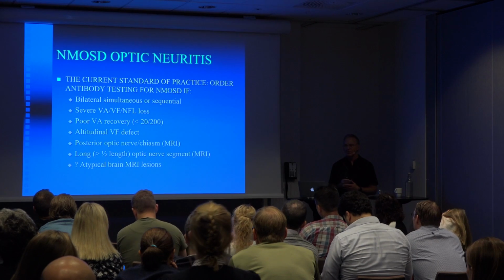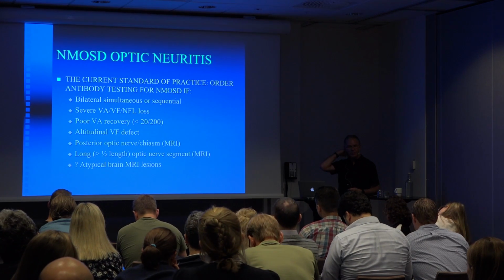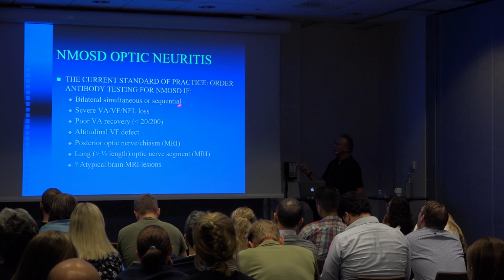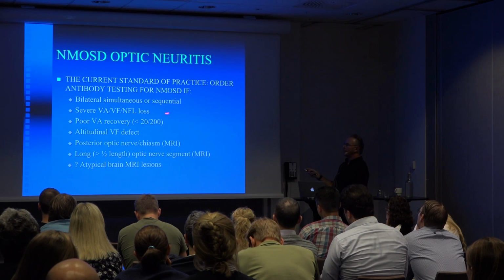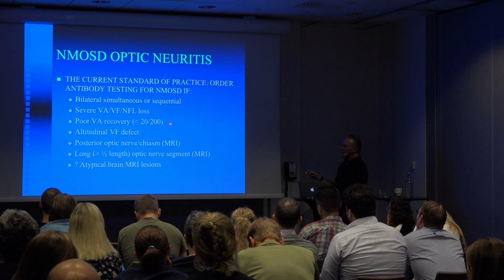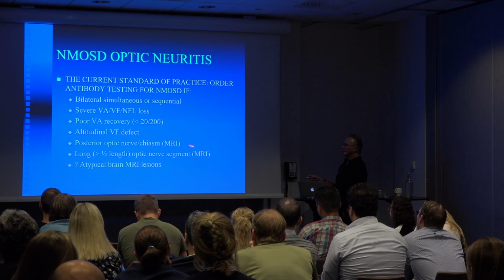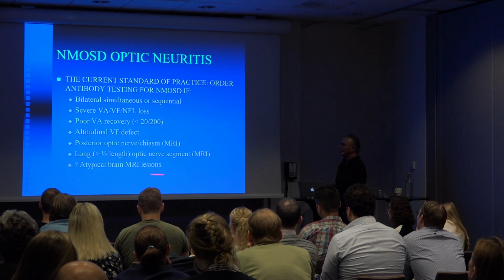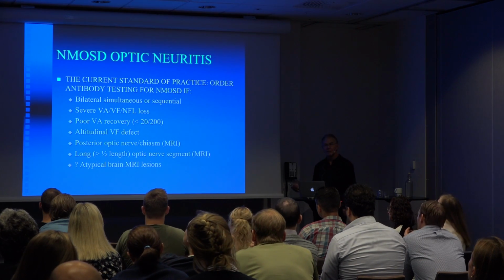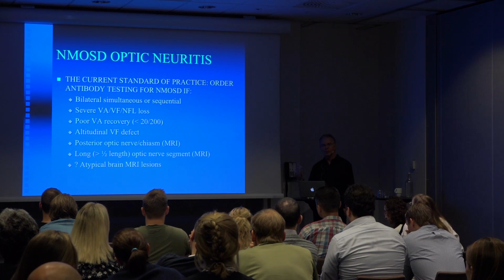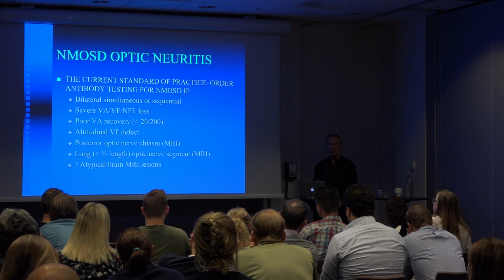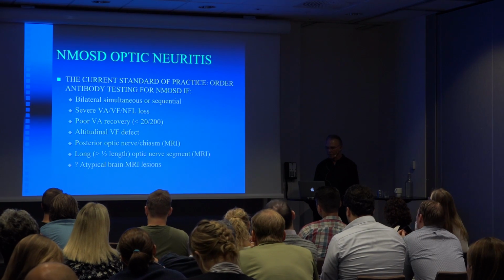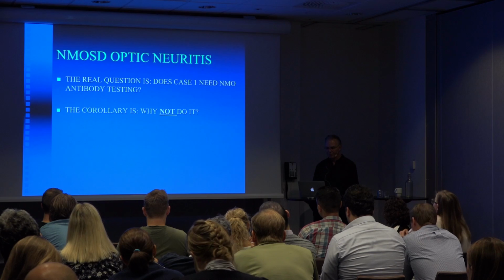The current standard, although this is evolving, is if you have things that make you suspicious for NMO, bilateral simultaneous involvement or sequential involvement, severe loss, poor recovery, altitudinal field defect, posterior involvement, long segments of the optic nerve, atypical MRI, then you order it. Because later on, even though you're not going to have it when you start, you're going to want to know for sure what you're dealing with, and the antibody can help you in making a definite diagnosis in that scenario.